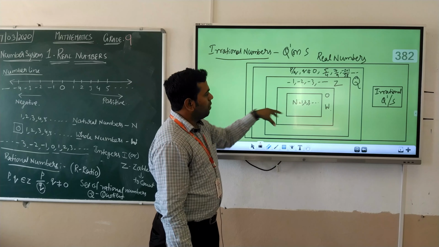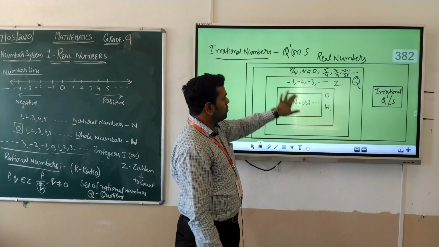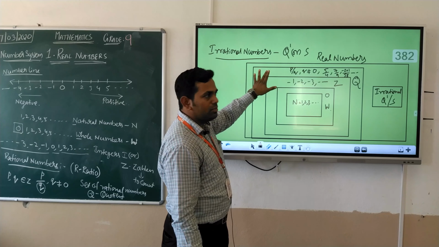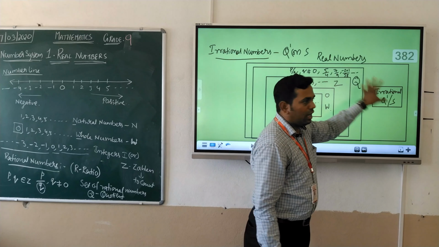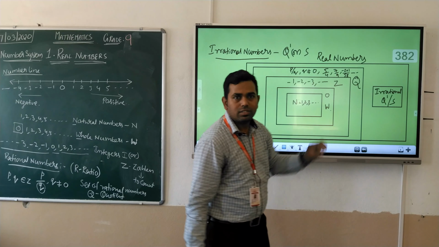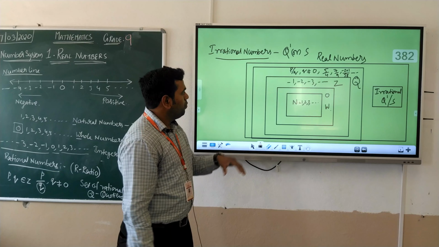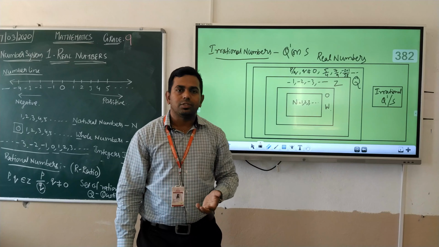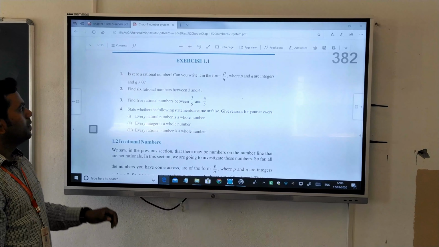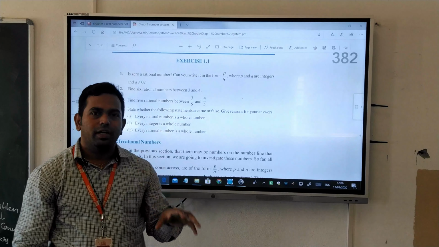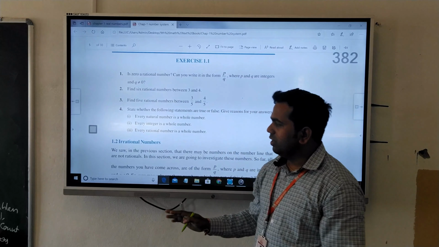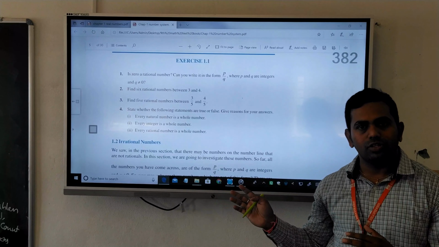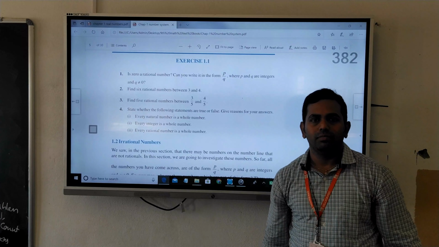From this I can say that all natural numbers are whole numbers, all whole numbers are integers, and all integers are rational numbers, and irrational is another set, and the rational and irrational together we call real numbers. Now we are going to learn about rational numbers, and we'll see some exercise problems. We learned what natural numbers, whole numbers, integers, rational numbers and irrational numbers are. Together we call them real numbers.